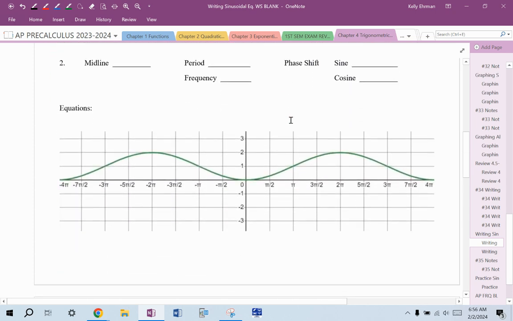All right, next one. Let's find the midline first. This looks like a max of 2 and a min of 0. Divide that by 2, you get a midline of 1. So that's D.